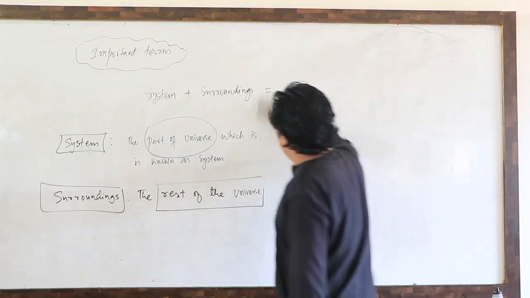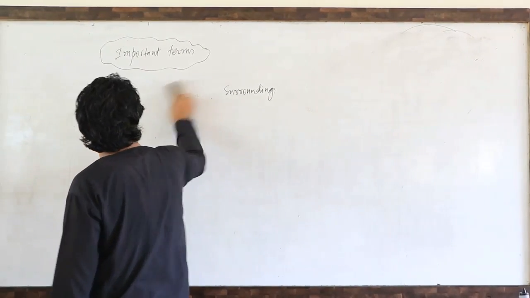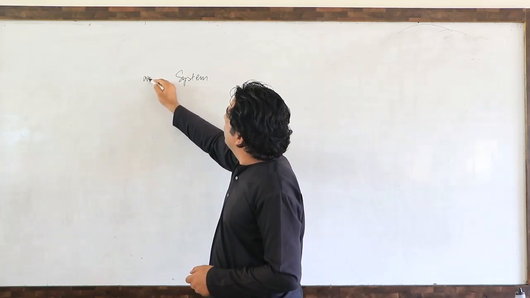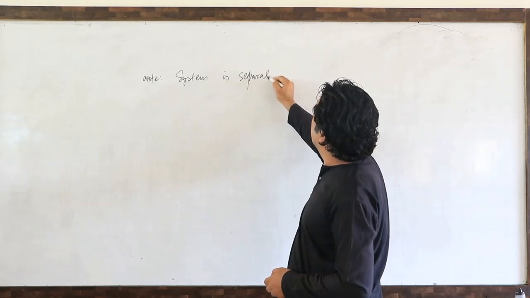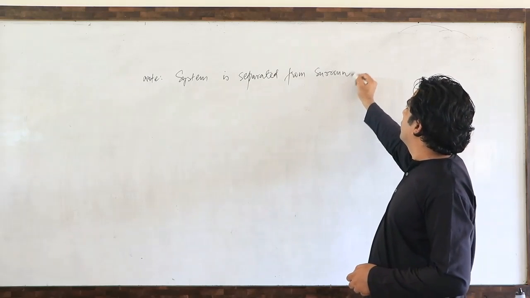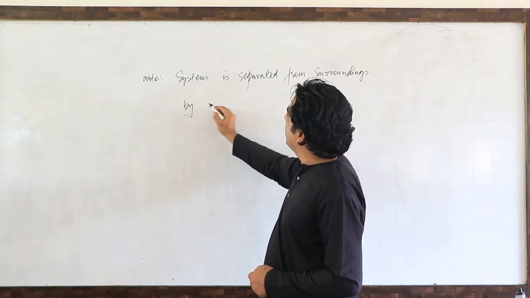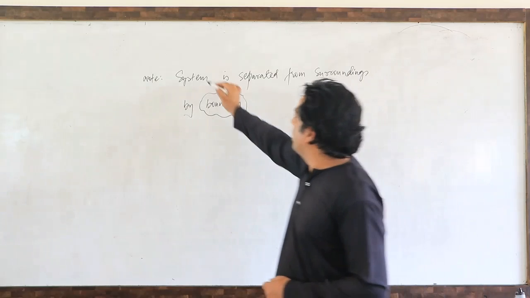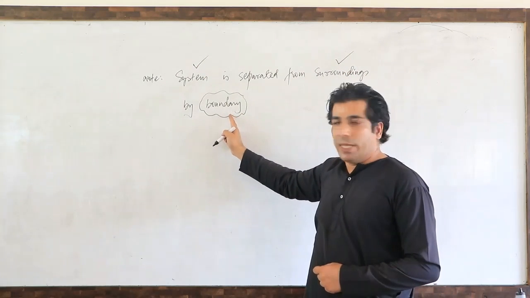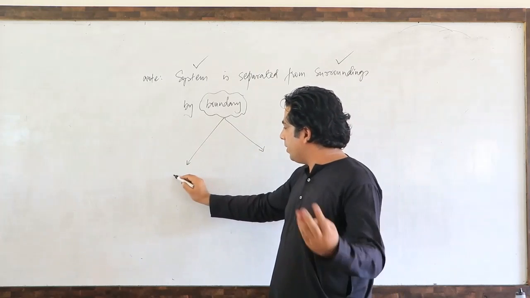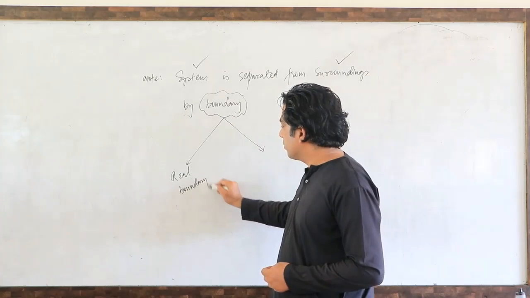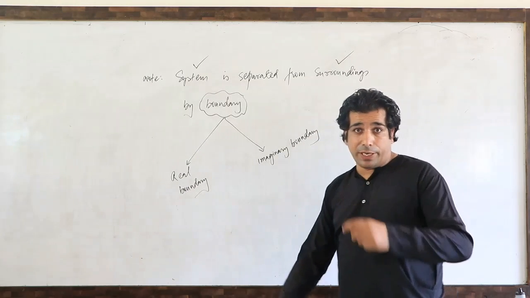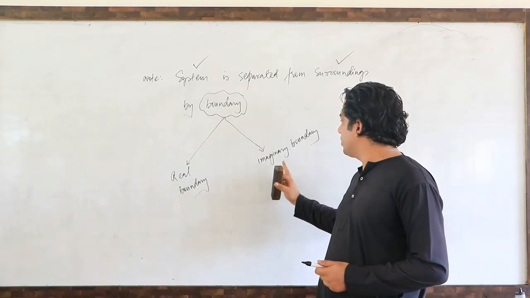So let's have a look. Have a look here, my dear friends. The system is separated from the surroundings by a boundary. So which thing separates the system from the surroundings? The system is separated from the surroundings by a boundary. Now this boundary can be of two types. You can have a real boundary or you can have an imaginary boundary. So let's talk about the real boundary and the imaginary boundary here, my dear friends. First of all, we'll take the real boundary and then we'll take the imaginary boundary.